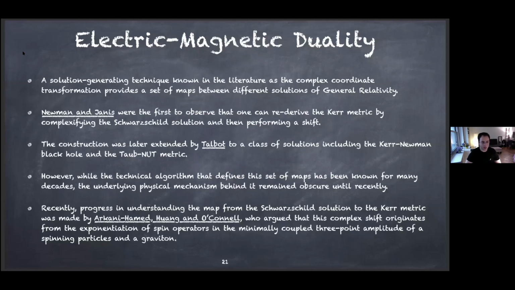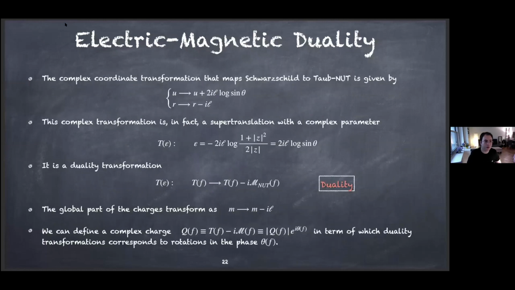Recently there has been some progress made in this direction by Nima, Yu-tin, and Donal, where they argue that the complex coordinate transformation that maps Schwarzschild to Kerr originates from exponentiation of certain spin operators. What I would like to suggest now is an underlying physical mechanism for the map between Schwarzschild and Taub-NUT. This map takes the following form.